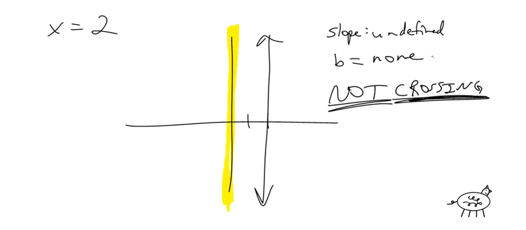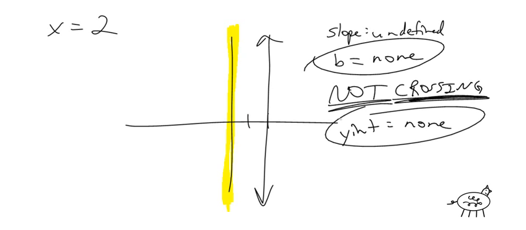Okay, it's important just to recognize that. B is equal to none, so then of course if I ask you what the y-intercept is, it's none. Okay, that is really important, math fans. So it has no y-intercept, but the slope is undefined. Okay? I hope that's okay.